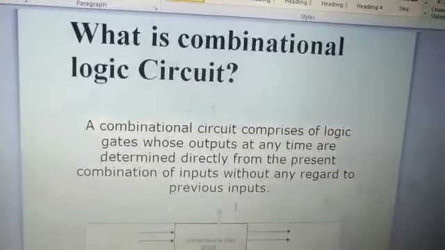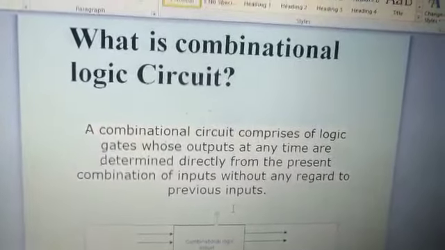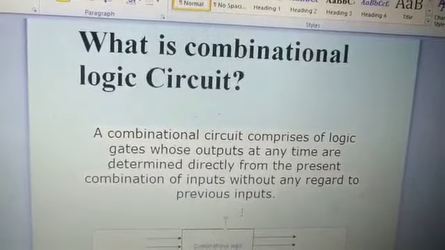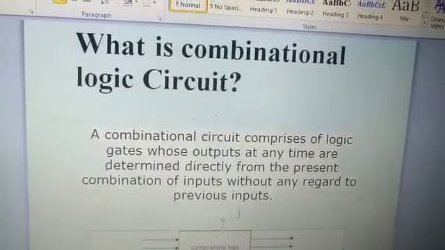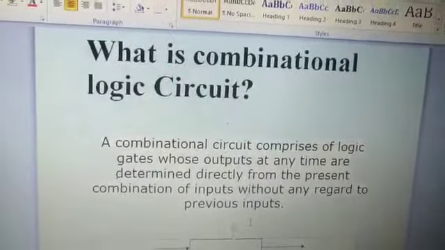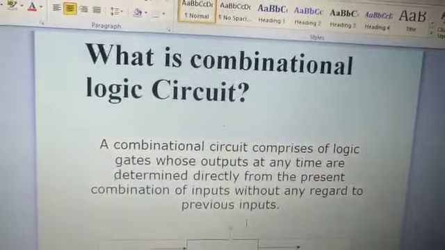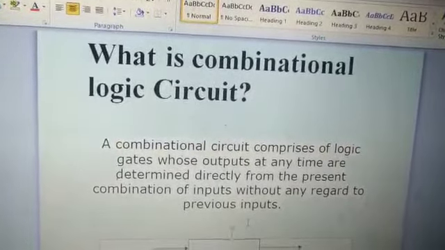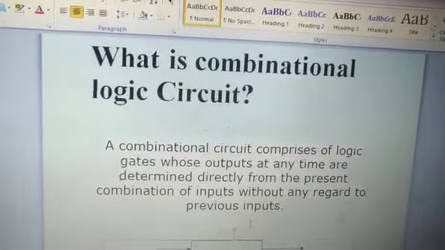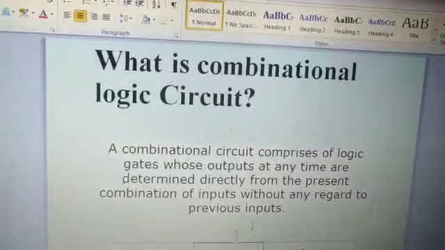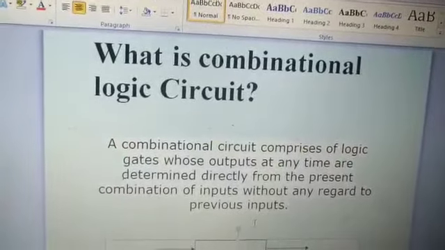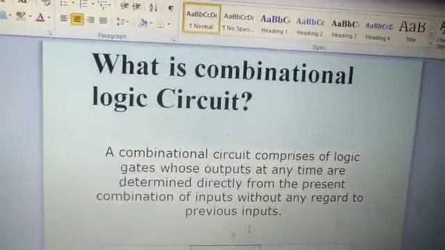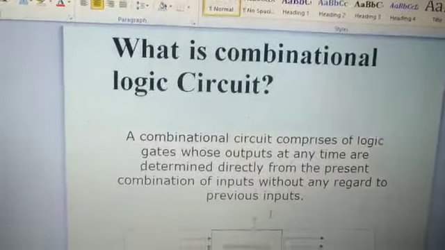Again, I am explaining. To design a circuit we require basic logic gates. Not only basic logic gates, universal gates are also sometimes needed to make a circuit. So when you give the input to a particular circuit, the output depends only upon the input you are currently giving to it. Whatever you gave previously will not determine the current output of the circuit.